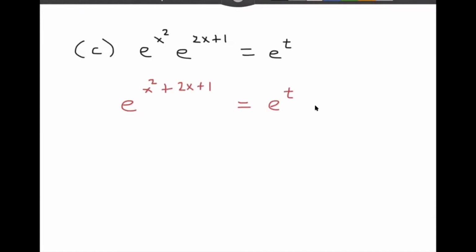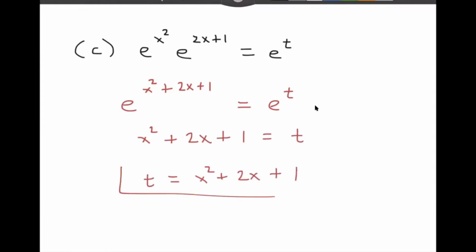All right, and now you could take natural log of both sides, but I'm not going to write that down because I think you can see what would happen. If you take natural log of both sides, you will just end up with x squared plus 2x plus 1 equals t. So that's it. The directions were solve for t, and it turns out that t is just x squared plus 2x plus 1. Done. All right, back to the presentation.